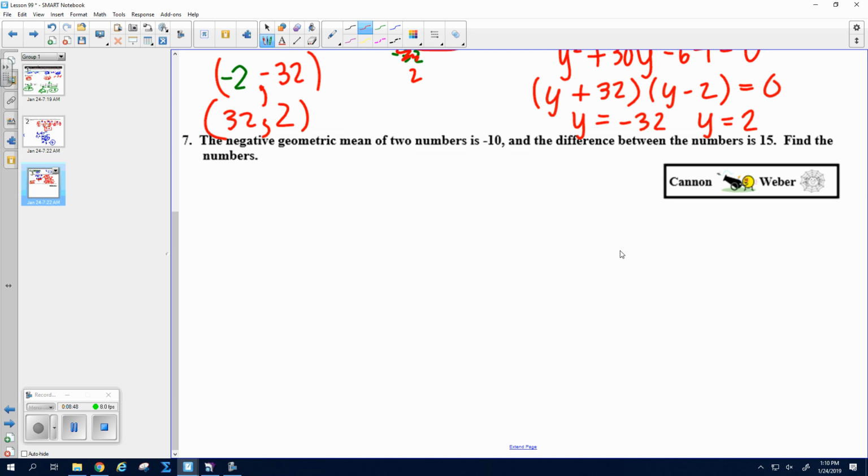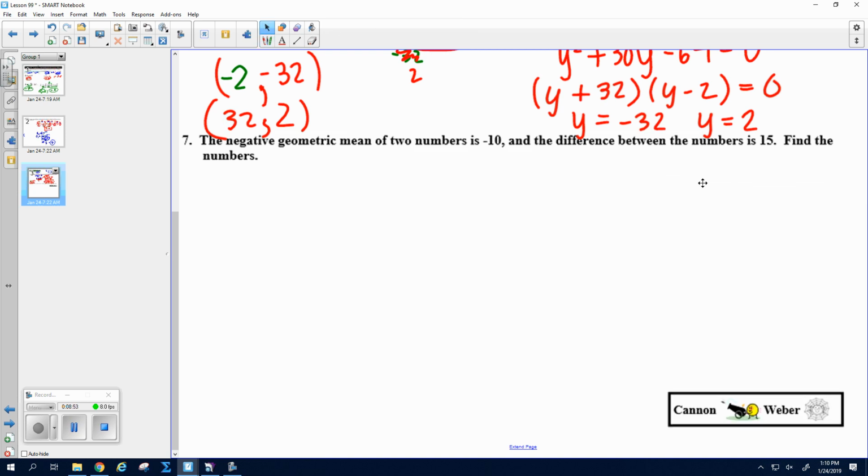All right, let's try the last one. So we've got a negative geometric mean of two numbers is negative 10. How do we do a negative geometric mean? It's just the formula. Negative square root of x times y. Geometric mean is the square root of x times y. It says a negative. And we know that that answer is negative 10.